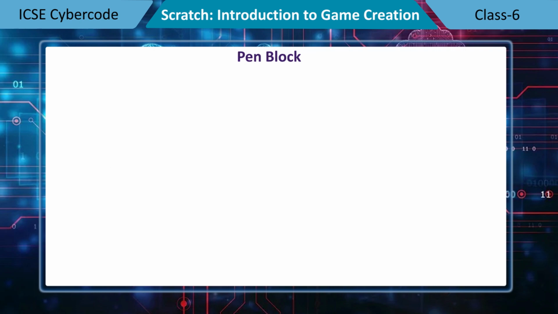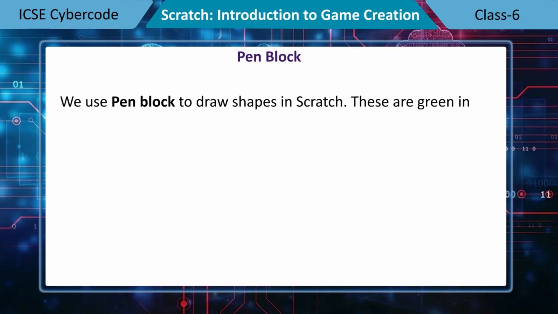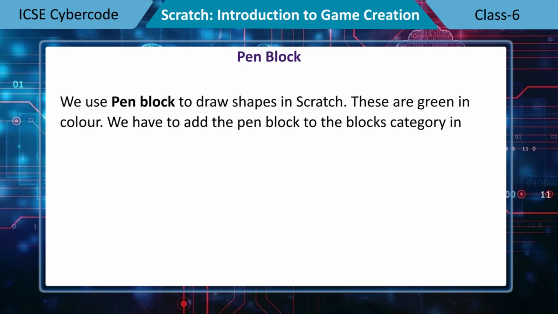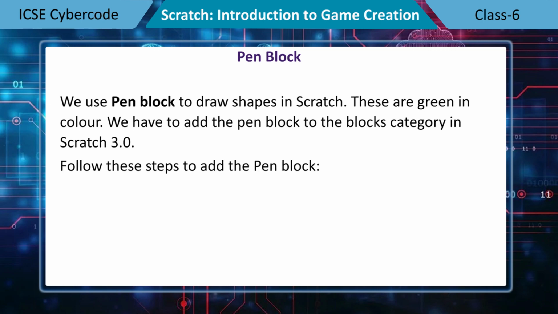Pen block. We use pen block to draw shapes in Scratch. These are green in color. We have to add the pen block to the blocks category in Scratch 3.0. Follow these steps to add the pen block.